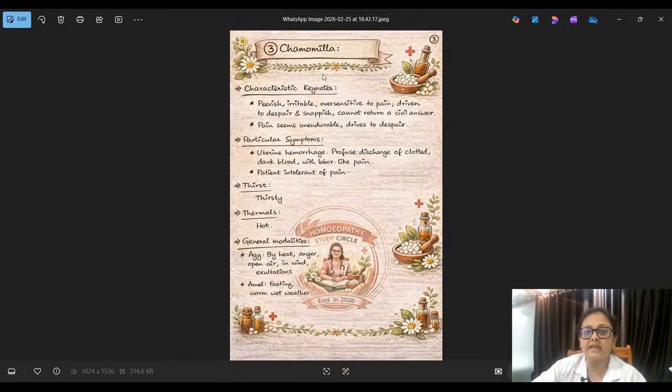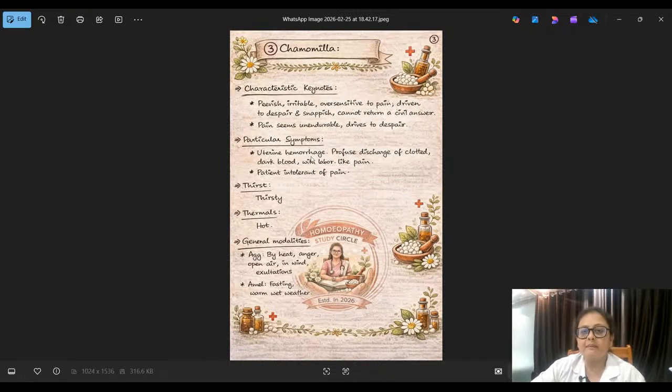One more we can compare with chamomilla is coffea. But the coffea patient is not irritable because of pain. That is how you differentiate chamomilla and coffea. Even if the coffea patient cannot tolerate pain, that patient will not become irritable, angry, or snap at you. But the chamomilla patient, when in pain, will definitely become irritable, angry, snap at you, and become desperate. This is the characteristic keynote of chamomilla.